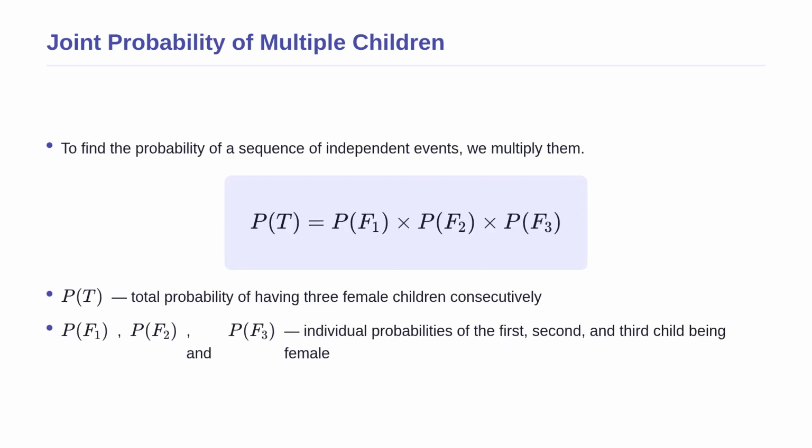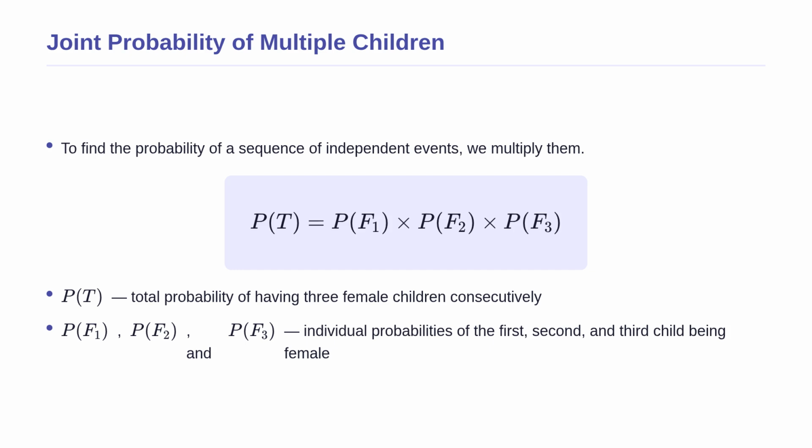Having seen the probability for a single pregnancy, let us explore what happens across multiple pregnancies. To find the probability of multiple children having the same sex, we use the joint probability formula. P of T represents the total combined probability of having 3 female children consecutively.